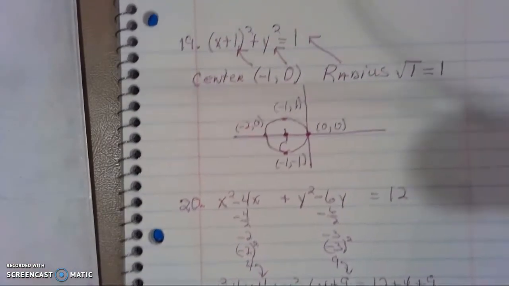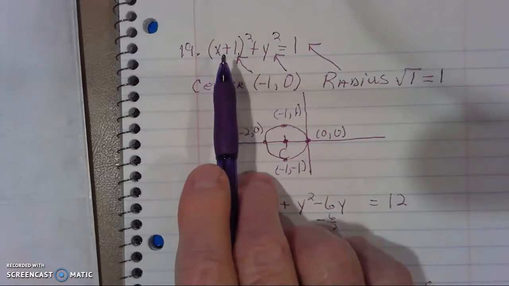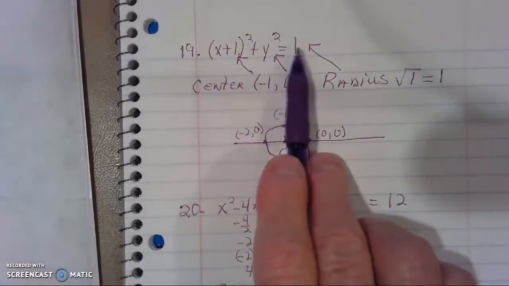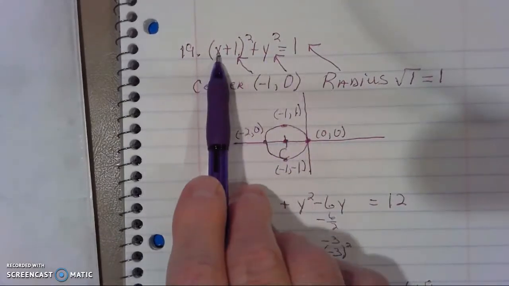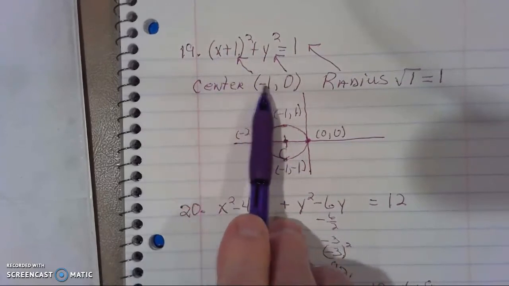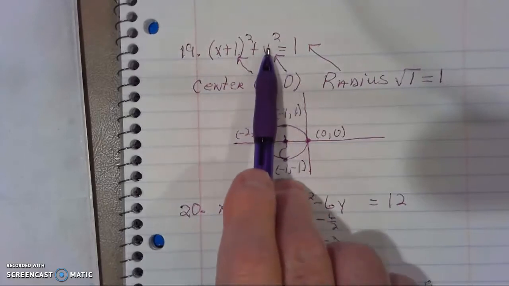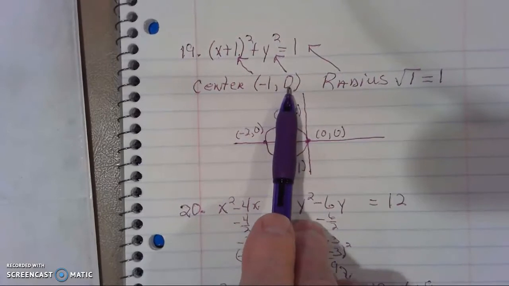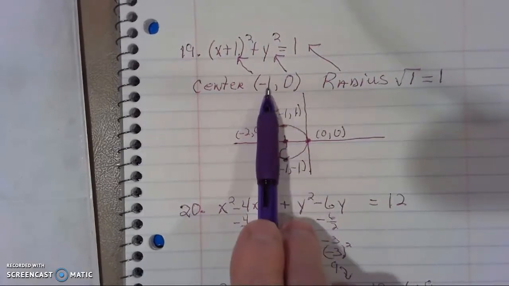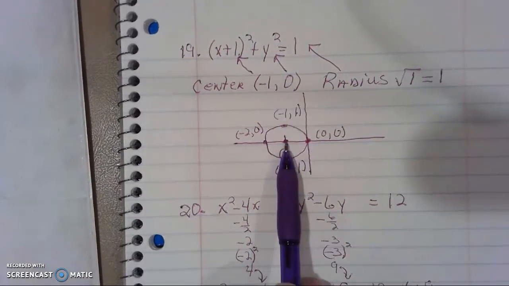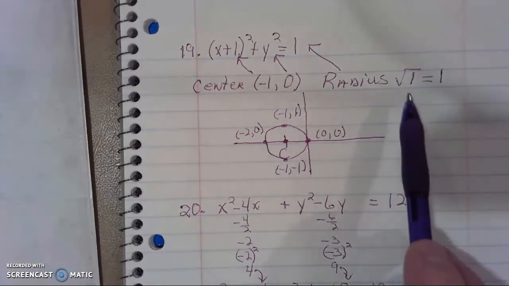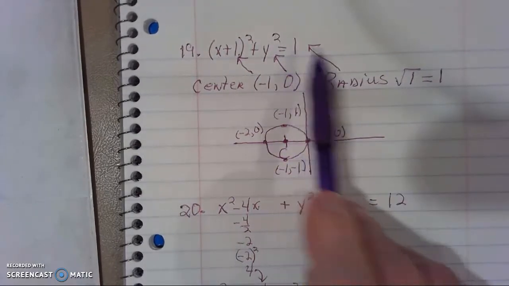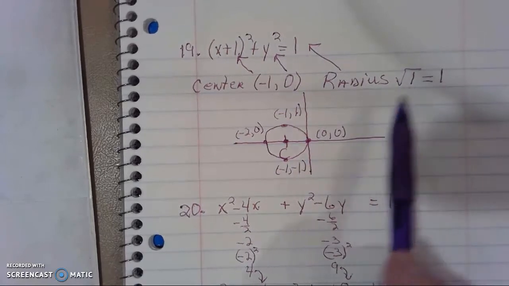Then number 19 is also in standard form. X plus 1 quantity squared plus y squared equals 1. From the x plus 1, we set that equal to 0, so negative 1 is the x-coordinate. From the y squared, it's y plus 0, so it's 0 for the y-coordinate. Negative 1, 0 is the center. Then the radius, the square root of this number out here, 1 is 1.